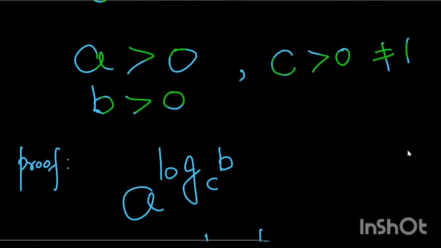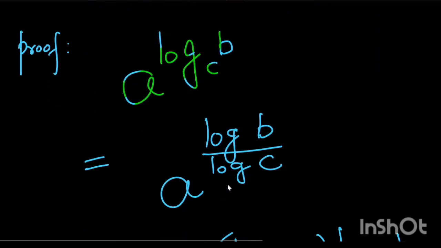So for example, let's see the proof. The left hand side, a to the power log b base c. Log b base c I have written as log b upon log c. The question that I wanted to ask you guys, then what should be the base here? We are trying to prove this. So yes, guys, the base that we will take here is a.